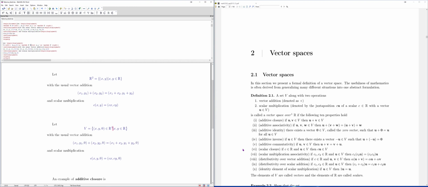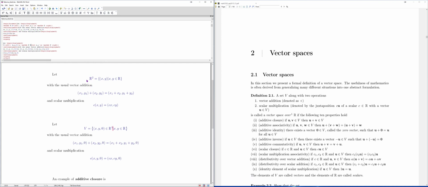Right. So, it's a lot of axioms over here, but what's really the point? The point is, if you have a set and you have some operations, addition and scalar multiplication, defined on it, and it satisfies these 10 properties, then it's going to be a vector space.